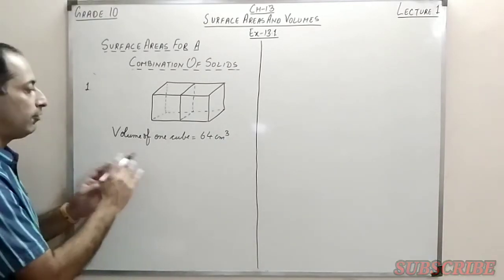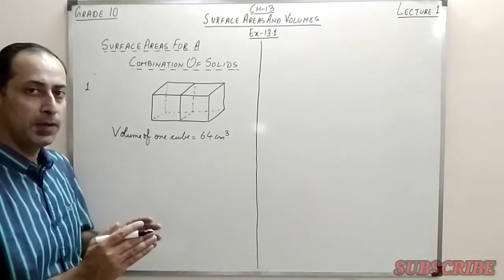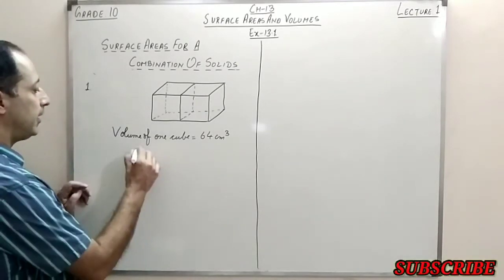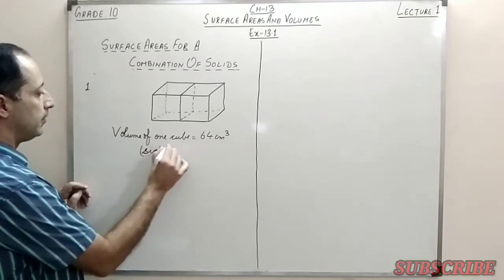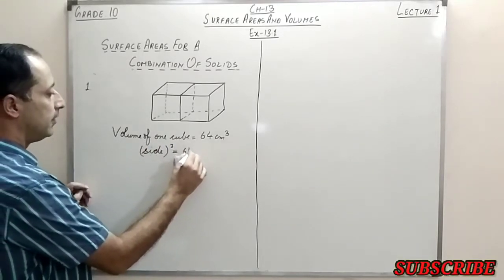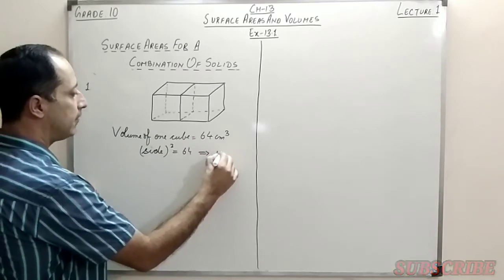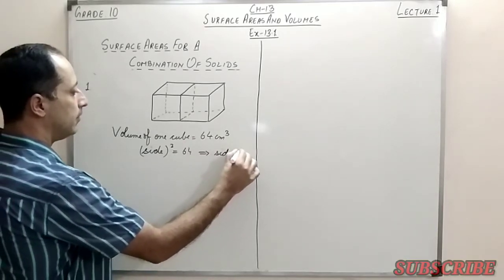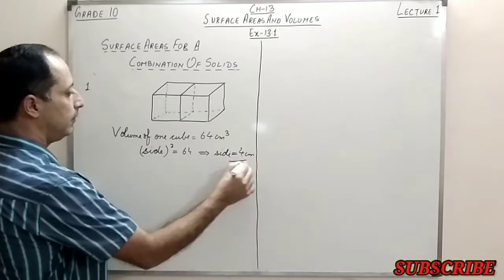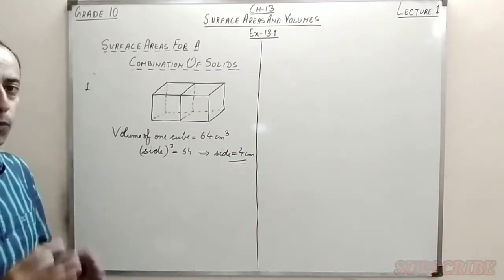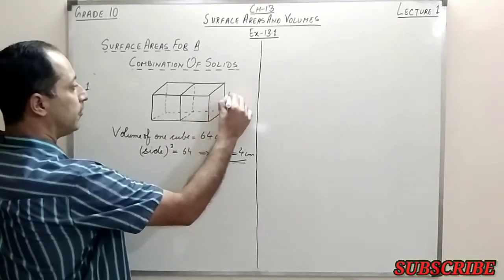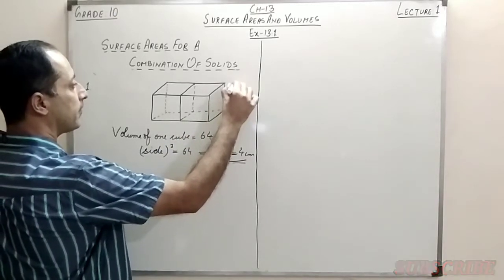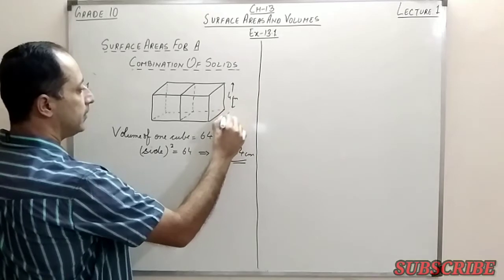So we know that the formula to find the volume of a cube is side cube. So I write side cube equals 64, which gives me side equal to 4 centimeter after taking the cube root of 64. Now I know this is 4 centimeter. This is 4 centimeter.